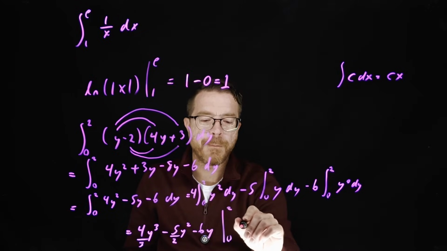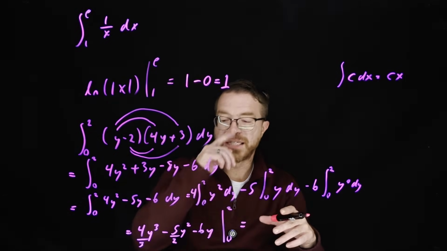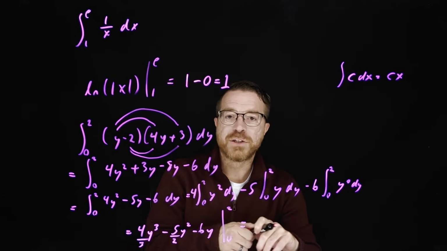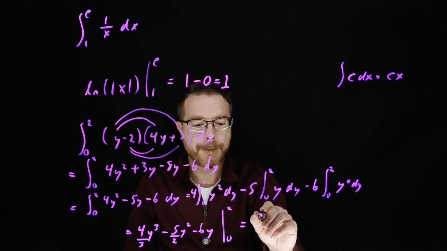So just like before, I'm going to start with my upper boundary. So this is going to be 2. 2 cubed is 8. 8 times 4 is going to be 32. So this is going to be 32 over 3.